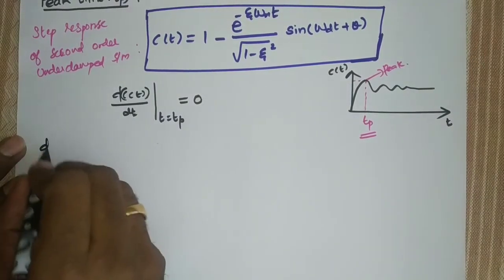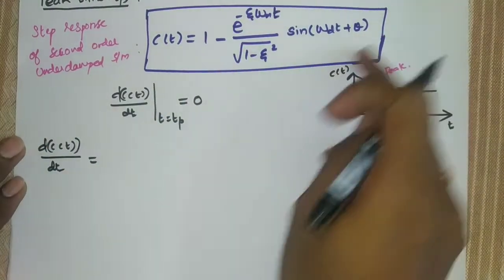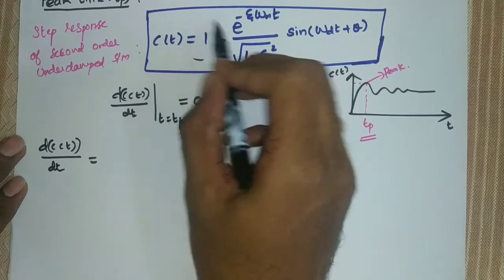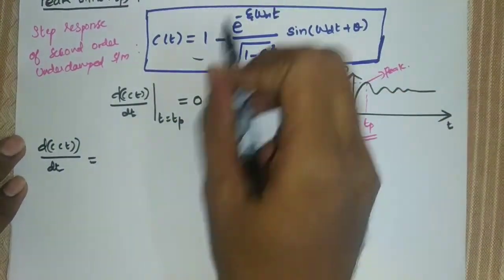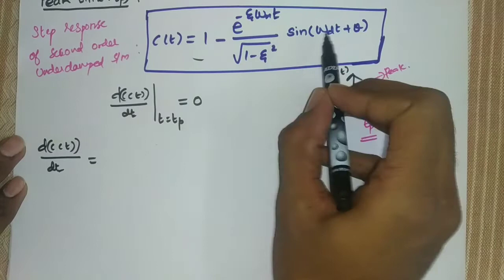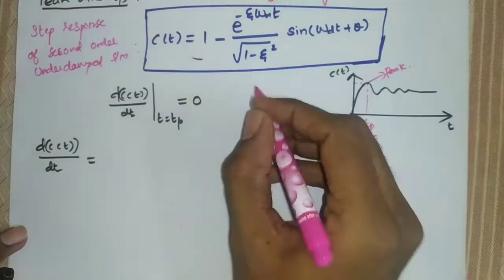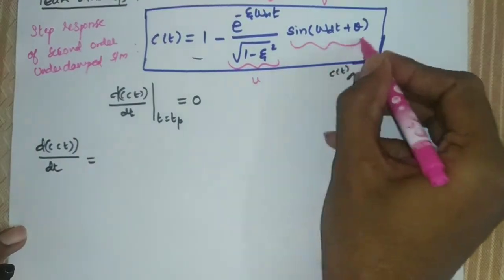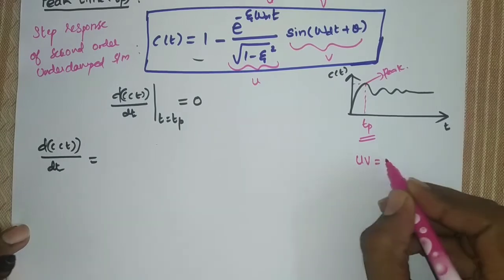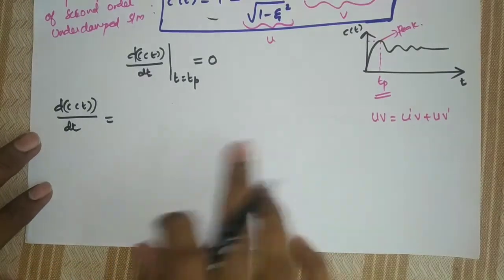So dc of t divided by dt is equal to the first order derivative with respect to t. The derivative of the constant term will be 0, and we are going to differentiate the remaining term with respect to t. But t is available in both the exponential as well as the sinusoidal term, so absolutely we need to use the uv formula. The exponential term I am taking as u, the sinusoidal term I am going to take as v. So derivative of u into v is equal to u dash v plus u v dash. That we already know, this is the uv formula. Let me apply the same formula here.